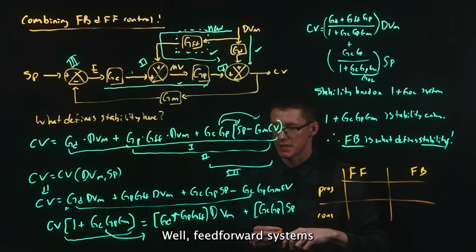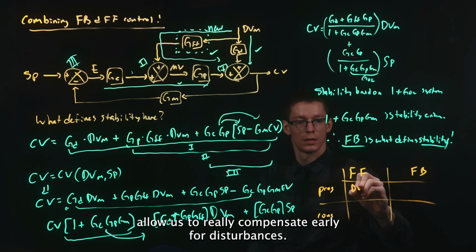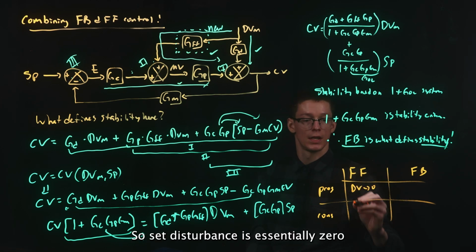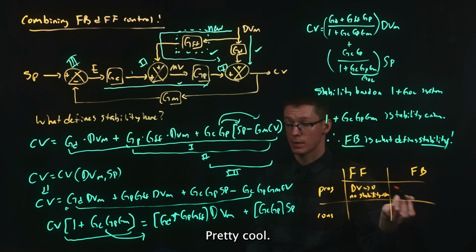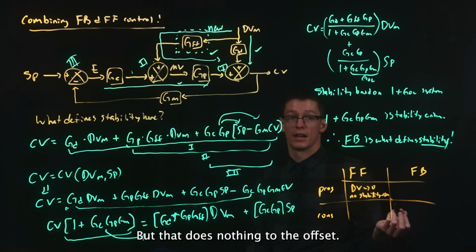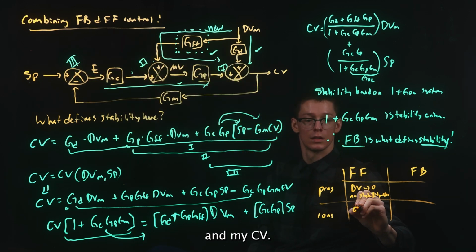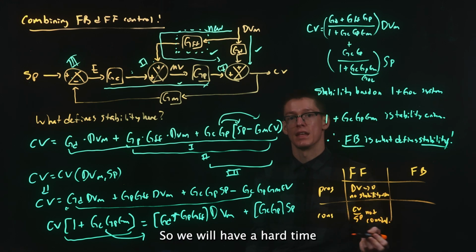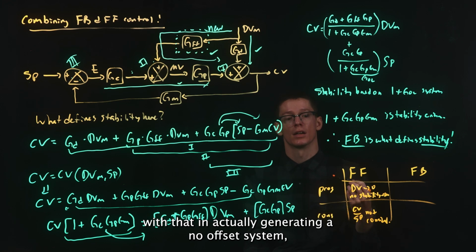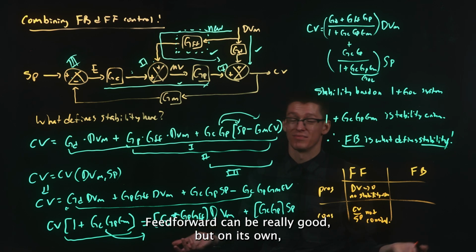Well, feed forward systems allow us to really compensate early for disturbances. So set disturbances essentially to 0, and no effect on stability. Pretty cool. But that does nothing to the offset. It does not at all think about offset between my set point and my CV. So we will have a hard time with that in actually generating a no offset system, something that actually gets you where you want. Feedforward can be really good, but on its own, not very effective.